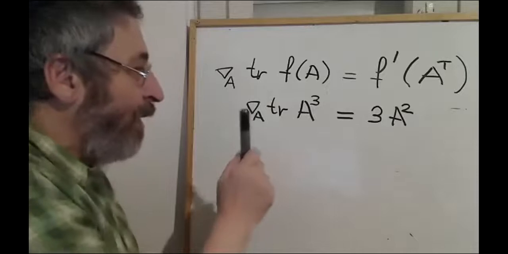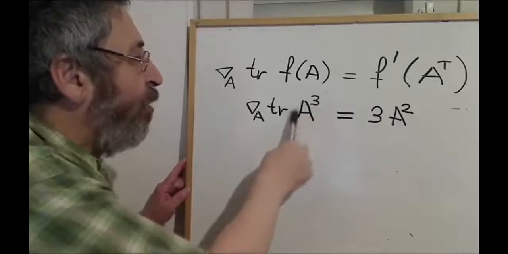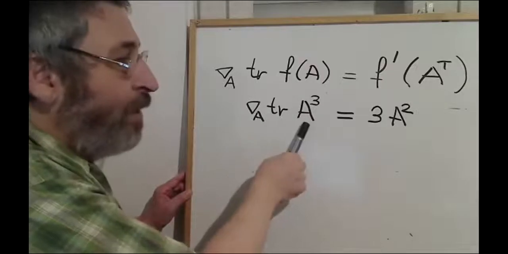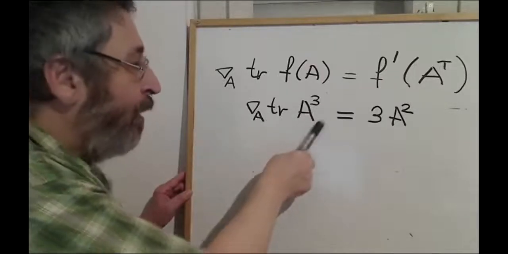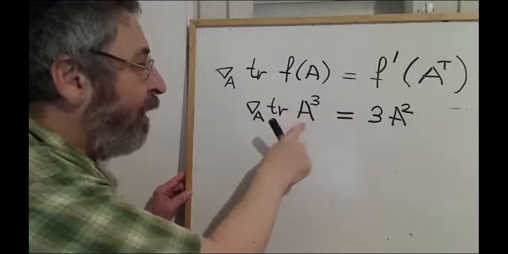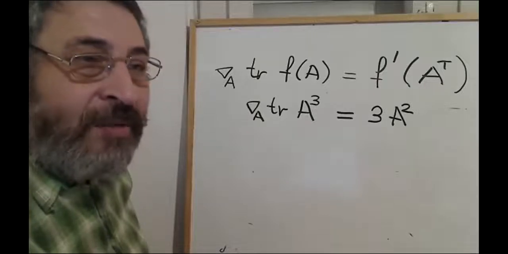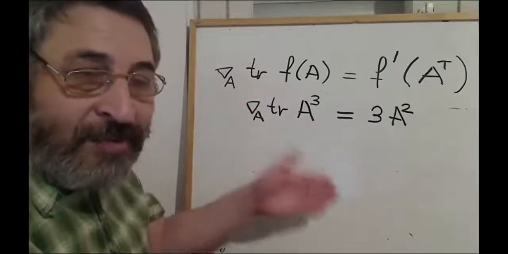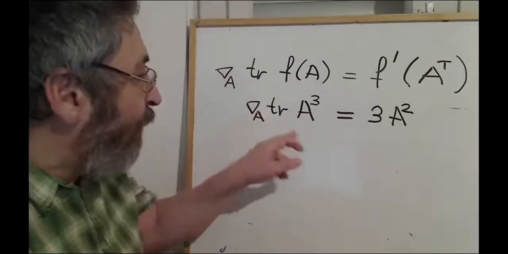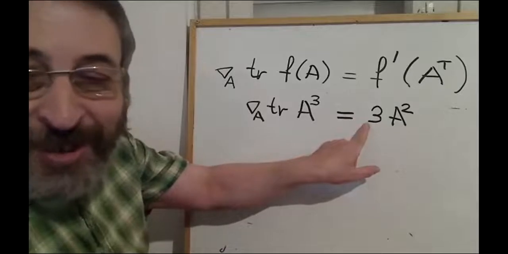So, a very simple and very basic example. Let's look carefully. What is A cube? It is a matrix, yes? What is the trace of a matrix? It's a number, a scalar. It's a scalar function of a matrix. If I have a scalar function of a vector, the gradient is a vector, yes? If I have a scalar function of a matrix, the gradient is a matrix. It shouldn't be traced here.